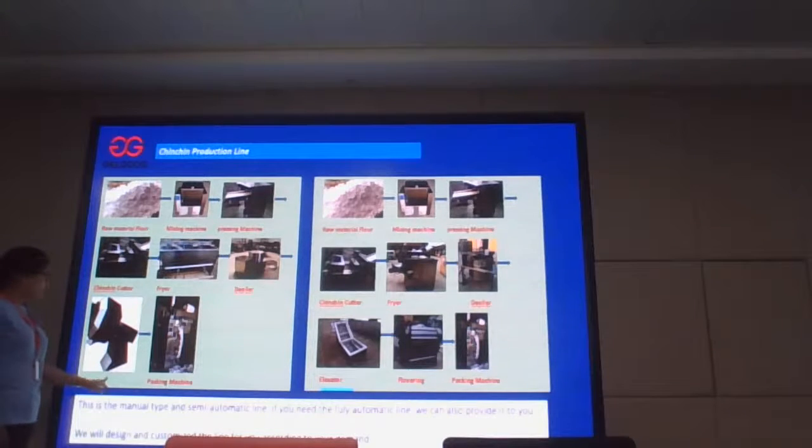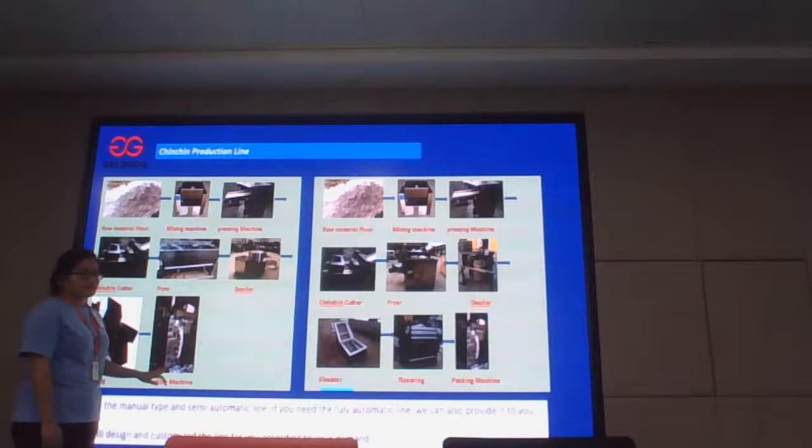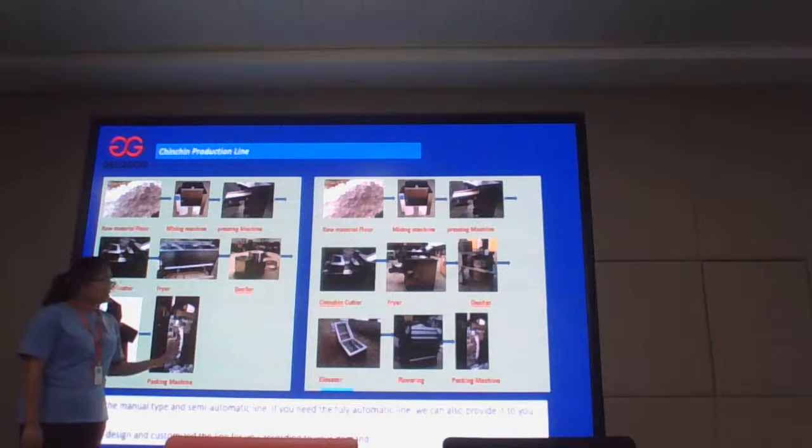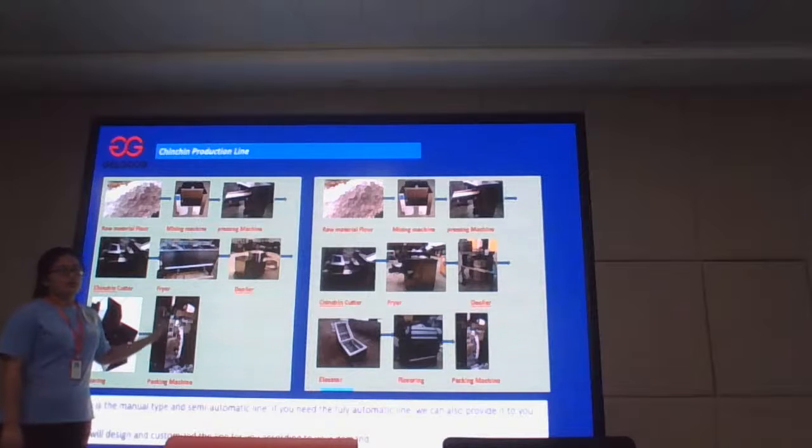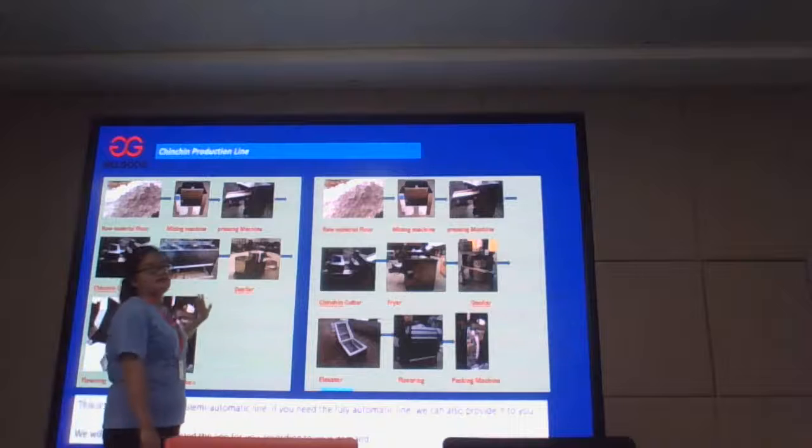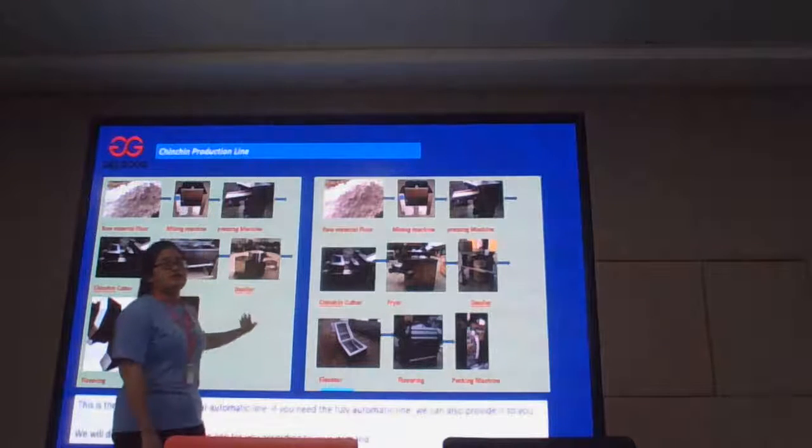After flavoring, it goes to the final step, the packing machine, to pack the chinchin into bags. Besides this bag packing machine, we also have other packing machines like the bottle packing machine or other types. So just let us know your different packing photos, then we can recommend the suitable packing machines. This one is a semi-automatic chinchin production line.